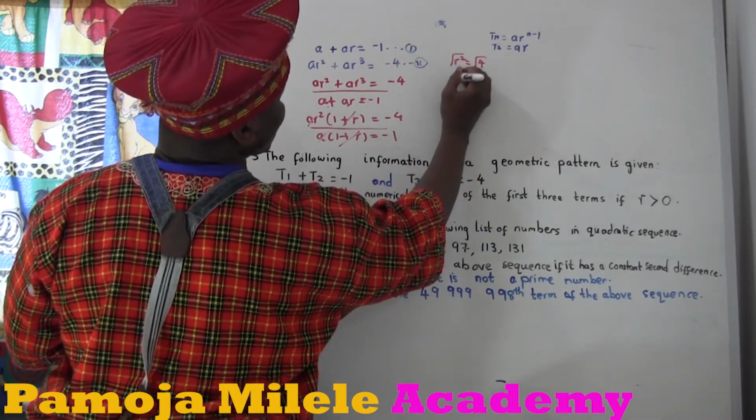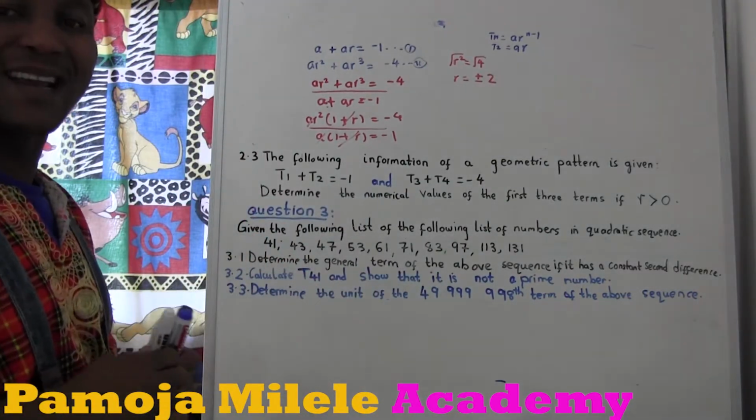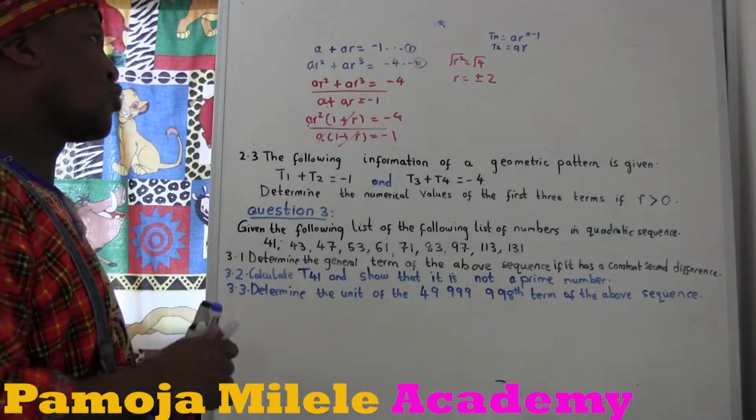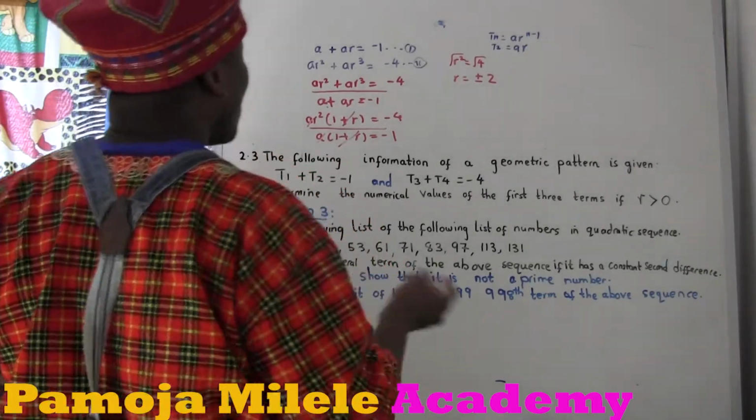So square root and square root. So r equal to plus or minus 2. Whenever you square root, you get plus or minus, because negative 2 times negative 2 equal to positive 4, and positive 2 times positive 2 equal to 4. That's why you get plus or minus. Now, what do they want?